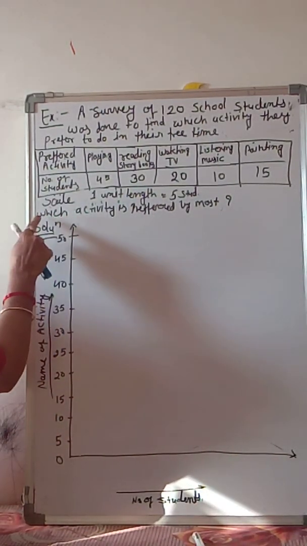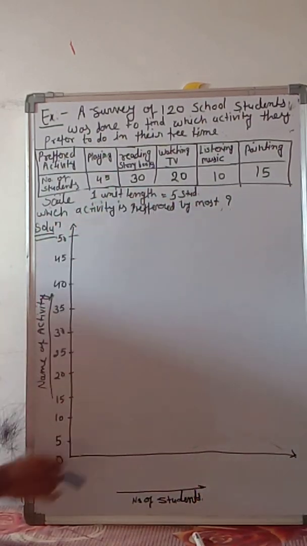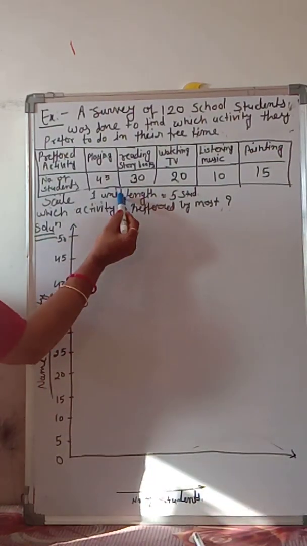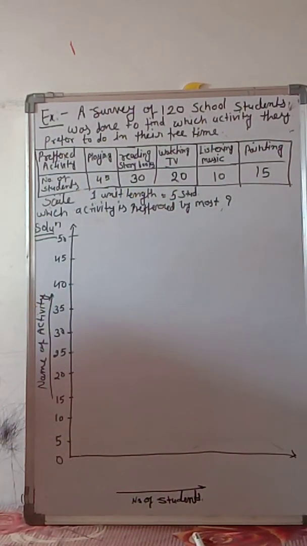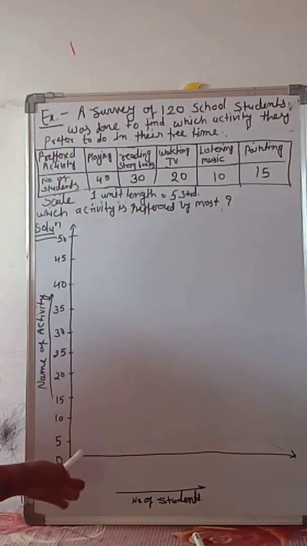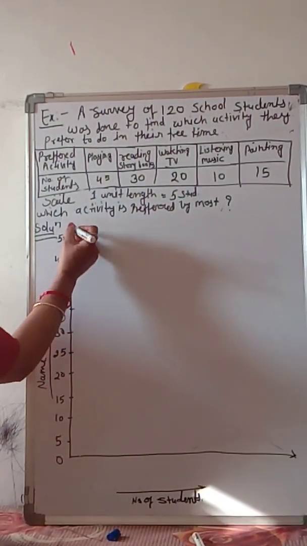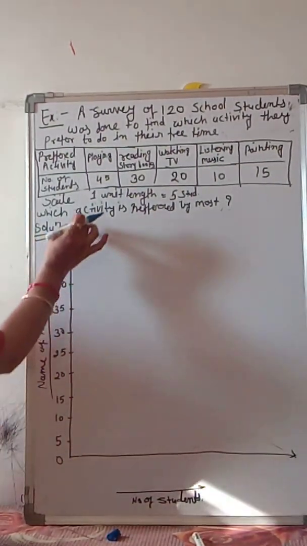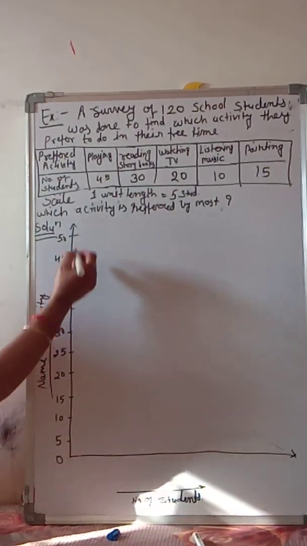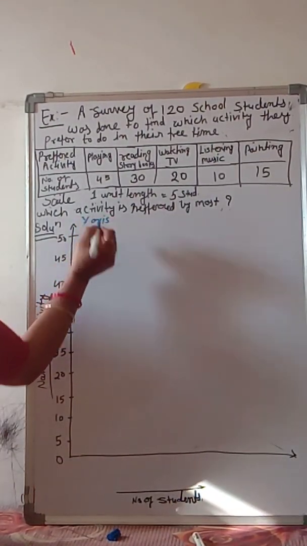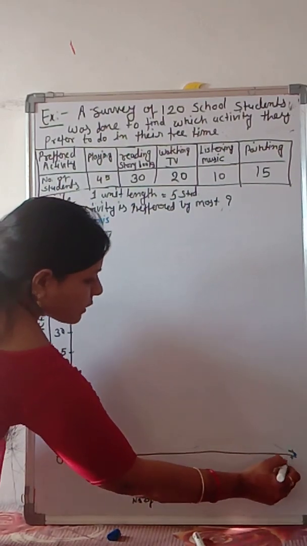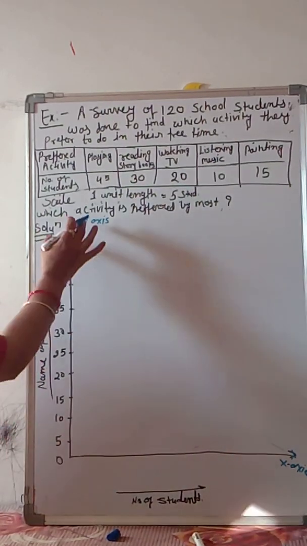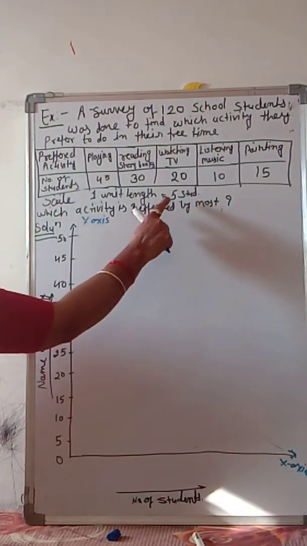Now the question is: which activity is preferred by most? First we choose the scale. The scale is already given in the question: 1 unit length equals 5 students. The second step is to draw the vertical and the horizontal lines. First we draw the vertical line, which is called the y-axis, and the horizontal line, which is called the x-axis.